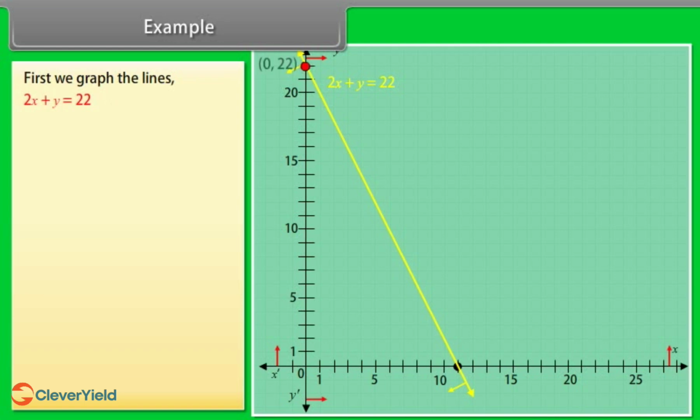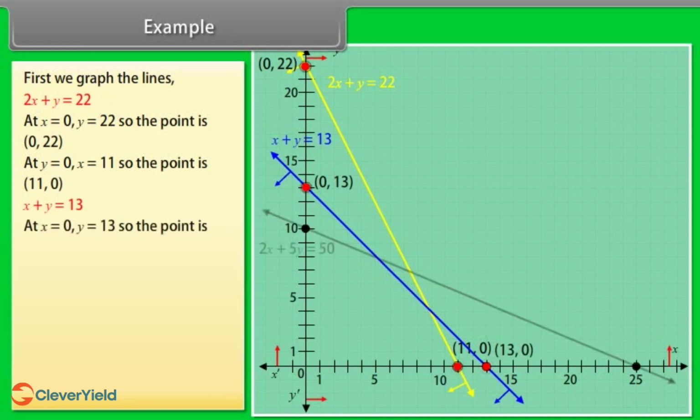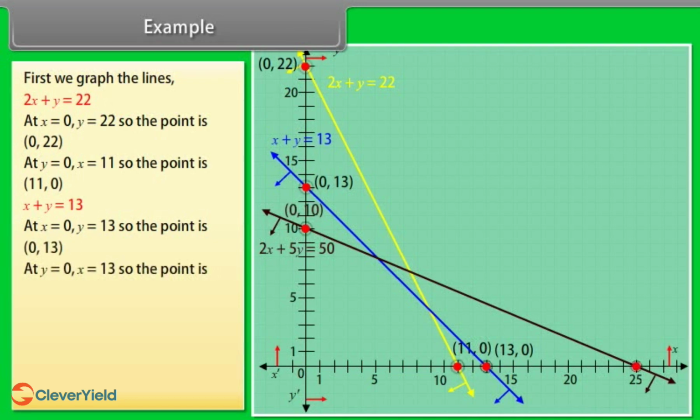2x plus y is equal to 22. At x is equal to 0, y is equal to 22. So, the point is 0, 22. At y is equal to 0, x is equal to 11. So that point is 11, 0. x plus y is equal to 13. At x is equal to 0, y is equal to 13. So, the point is 0, 13. At y is equal to 0, x is equal to 13. So, the point is 13, 0.